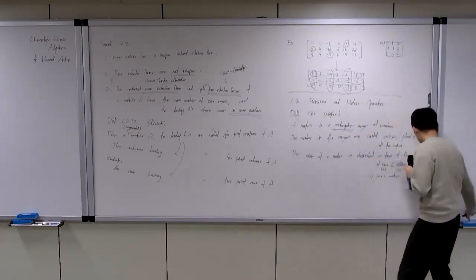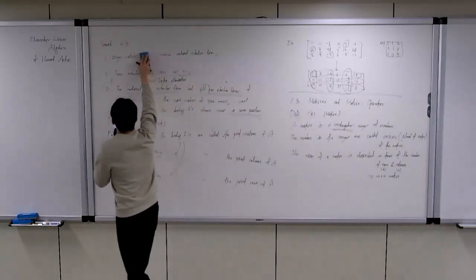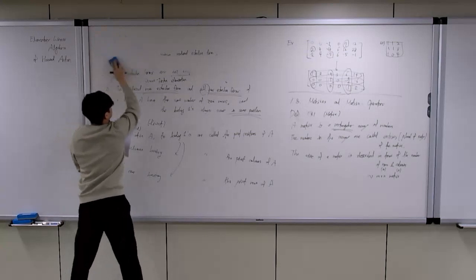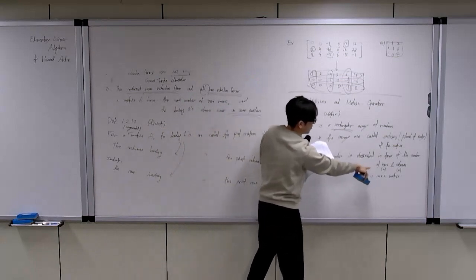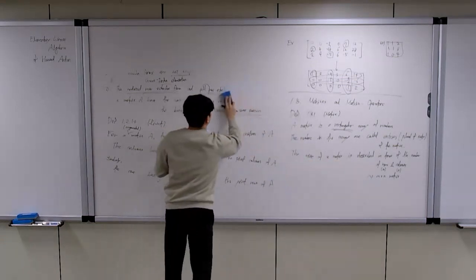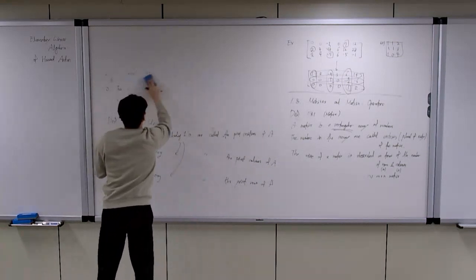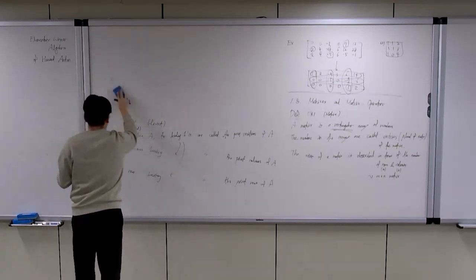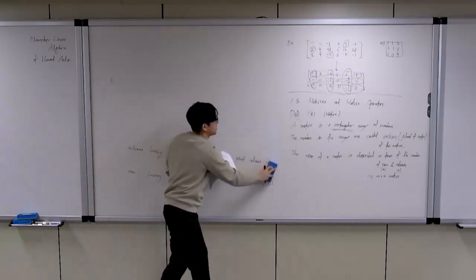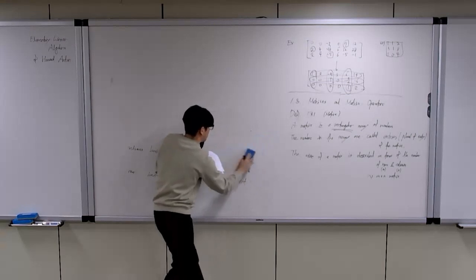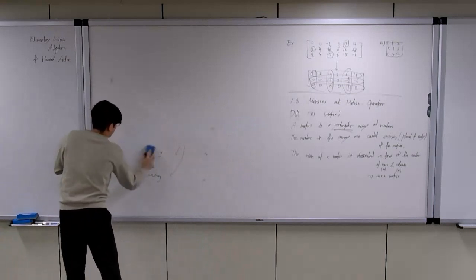Also, in a special case, there might be only one row or only one column. In this case we use vectors. If there is one row, it is called a row vector, and if there is only one column, it is called a column vector.